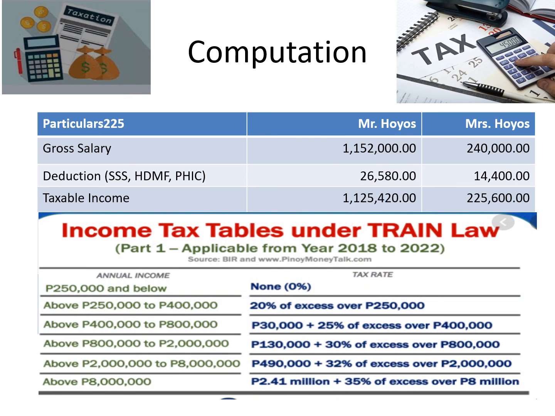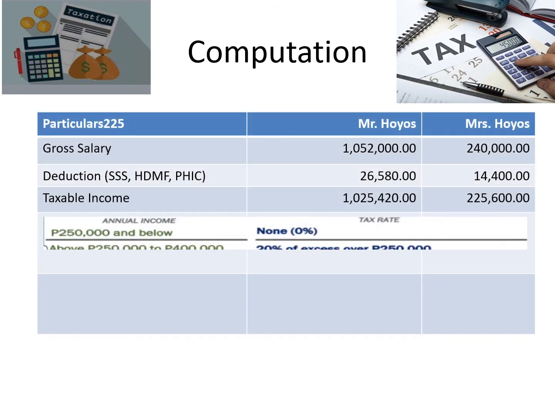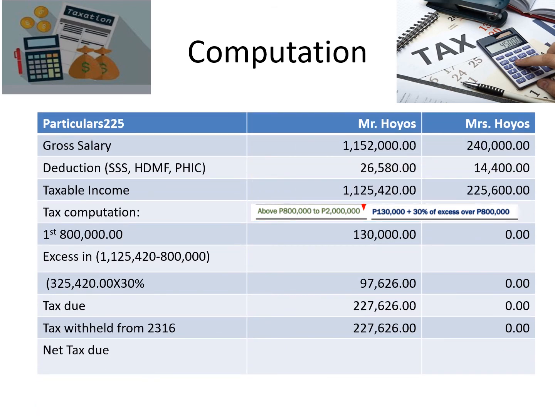Okay, so let's see. This is now our tax table under our new or the TRAIN law. Take note, the taxable income for Mr. Huyos will fall under above 800,000 but less than 2,000,000. For Mrs. Huyos, it's only 225,600, so it would now fall under our 250,000 and below. Sorry for the arrow, it's quite wrong. Next, let's now compute. Since for Mrs. Huyos, it's only 250,000 and below, that means zero tax.